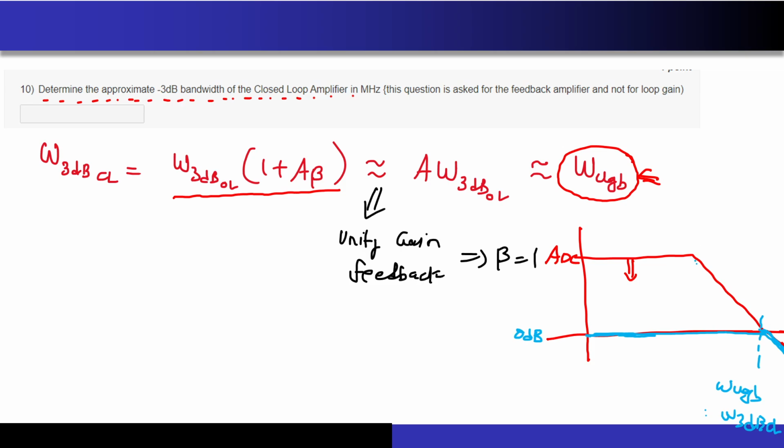See, this particular slant line cannot change. Correct? If you make the open loop system, if you put a feedback, this particular slant line has to be respected because there is only one pole in the system.